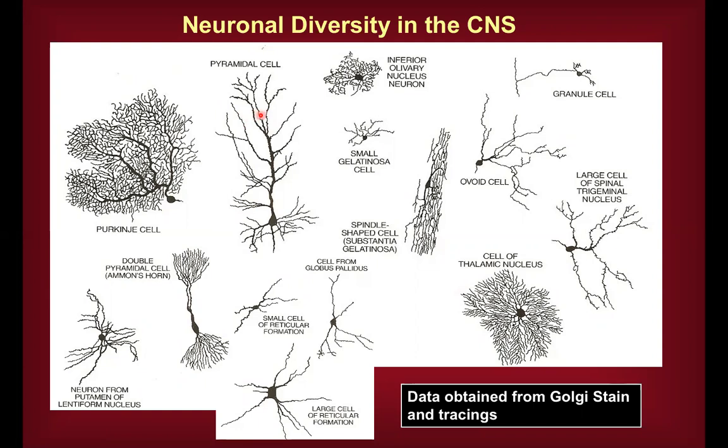Many of you probably know that there's excitatory, inhibitory, and interneurons. We see the Purkinje cells, which are specialized in the cerebellum. We have cells that are specialized in the thalamus, cells that are involved in motor axon movement. So we see a lot of diversity, and these are all just obtained from Golgi stain and actual tracing.